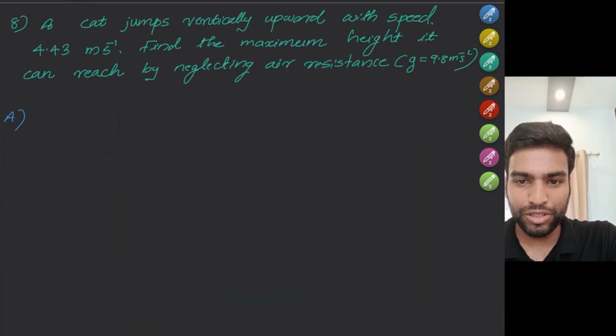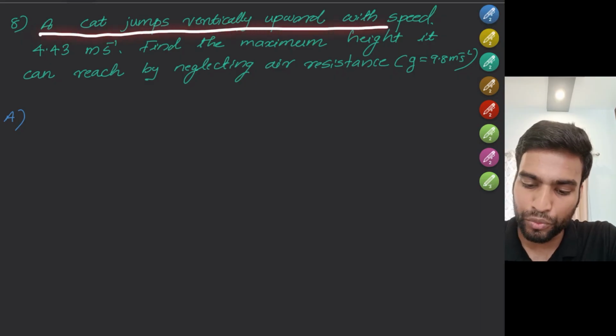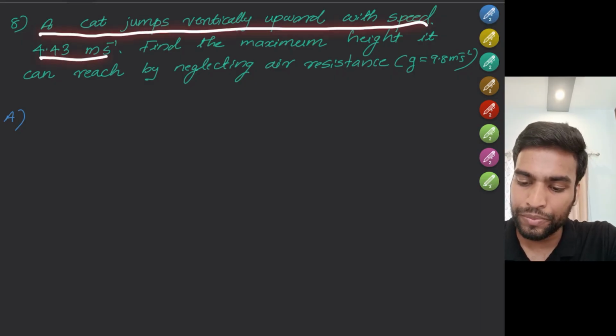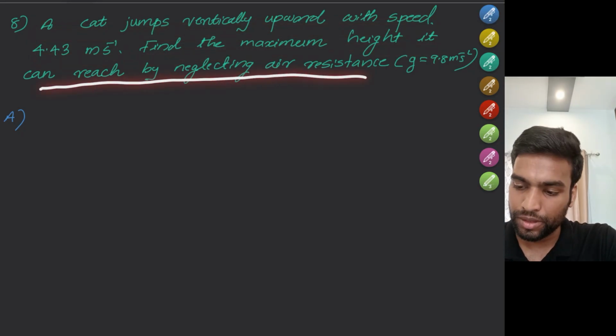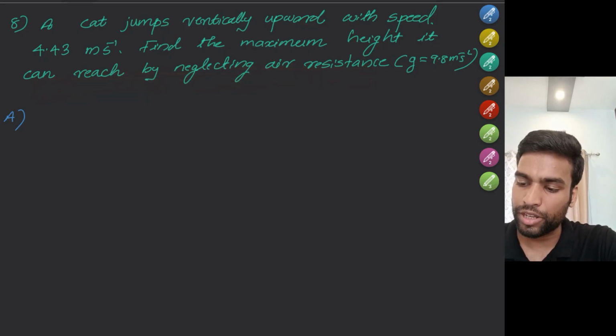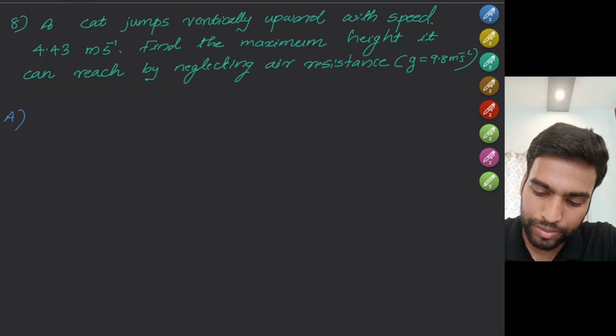Now let's focus on question number 8. A cat jumps vertically upward with the speed 4.43 meter per second. Find the maximum height it can reach by neglecting air resistance, provided acceleration due to gravity is 9.8 meter per second square. Let's answer it. To understand the kinematics better, let's draw a diagram.